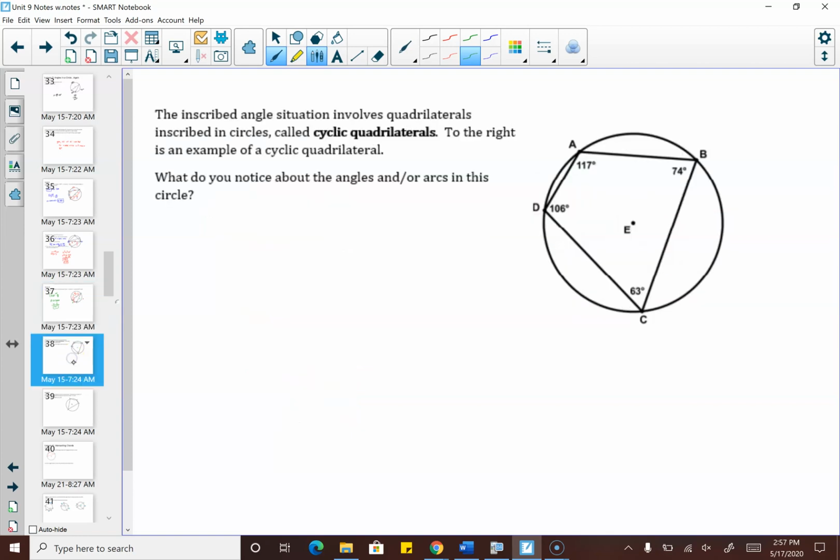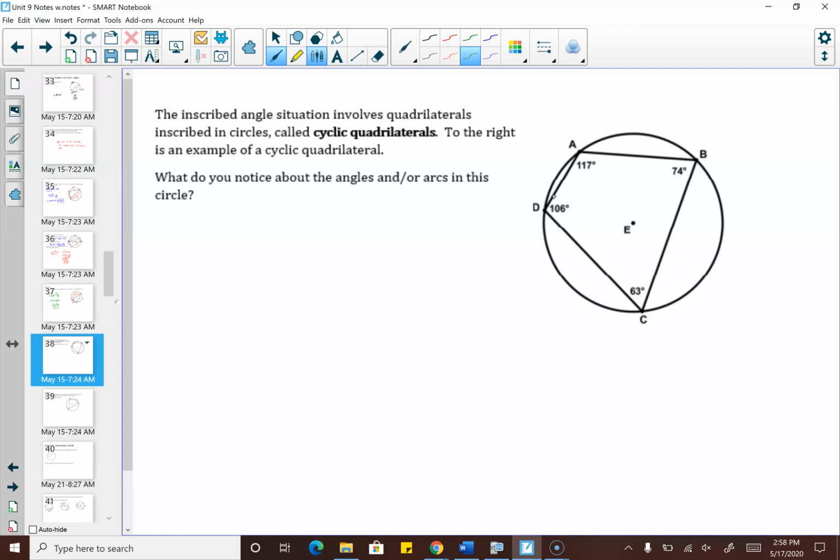So we're going to get away from our triangles here for a little while, and we're going to talk about what's called a cyclic quadrilateral, which basically is a quadrilateral where all of the angles are inscribed. So you can see we have a 117, a 74, a 63, and a 106. So take a second and look at that and see what you notice about the angles and/or the arcs in this circle.